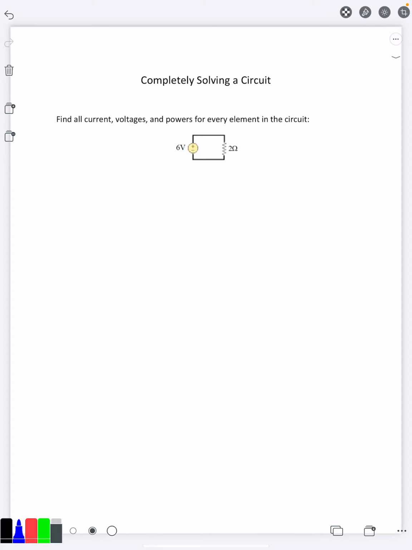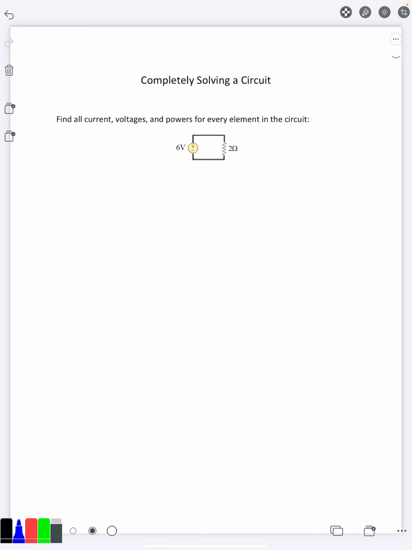So in this video, we're going to analyze what's pretty much the most basic circuit we could ever have, a single voltage source and a single resistor. And we're going to find all the possible currents, voltages, and power for each element in this circuit here. And we're going to use all the knowledge we have so far.